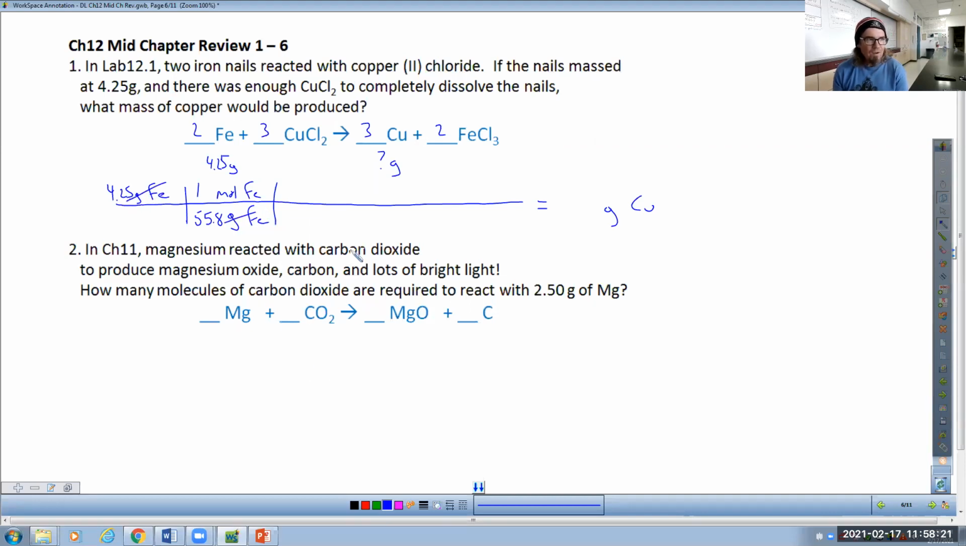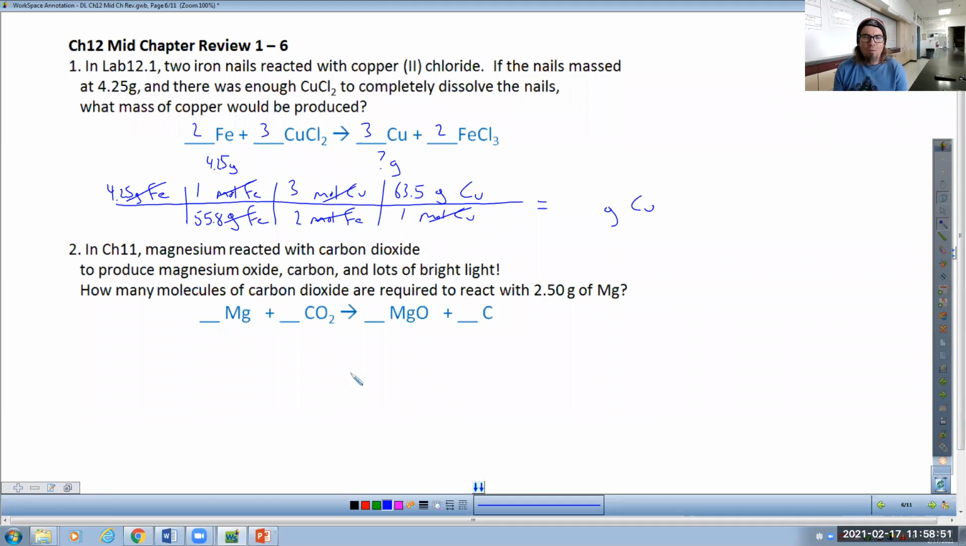We're now out of grams of iron, and we're into moles of iron. So the next step is we're going to get out of moles of iron and get into moles of copper. Balanced equation says 2 to 3. Now we're into moles of the substance we want as an answer. We're going to get out of moles of copper and get into grams of copper. Back to my periodic table, 63.5.